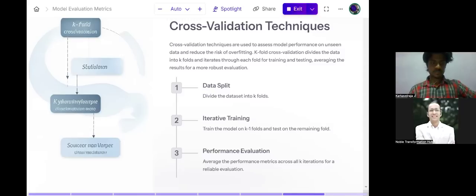So k-fold cross validation divides data into k folds, small folds or groups, and then iterates on them and gets training and testing done, so that averaging the results gives a more robust evaluation. That is what it will do for a better performance.